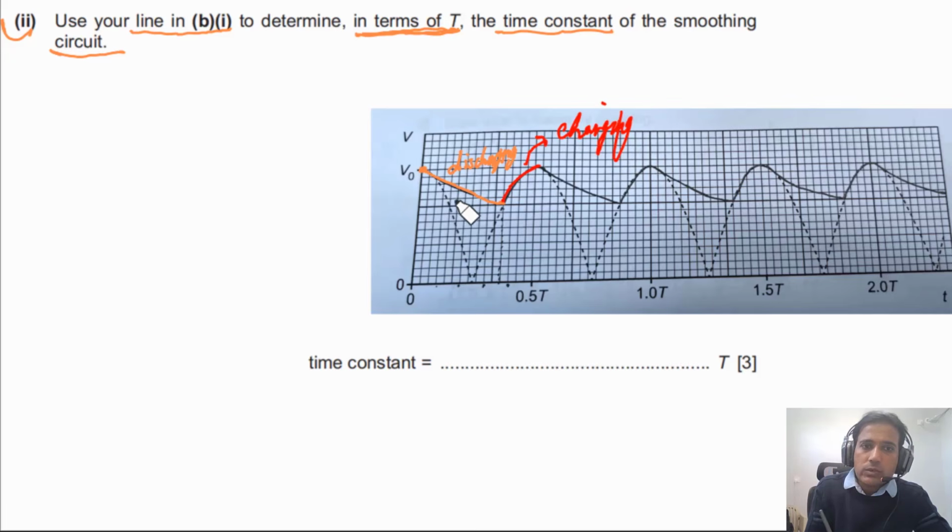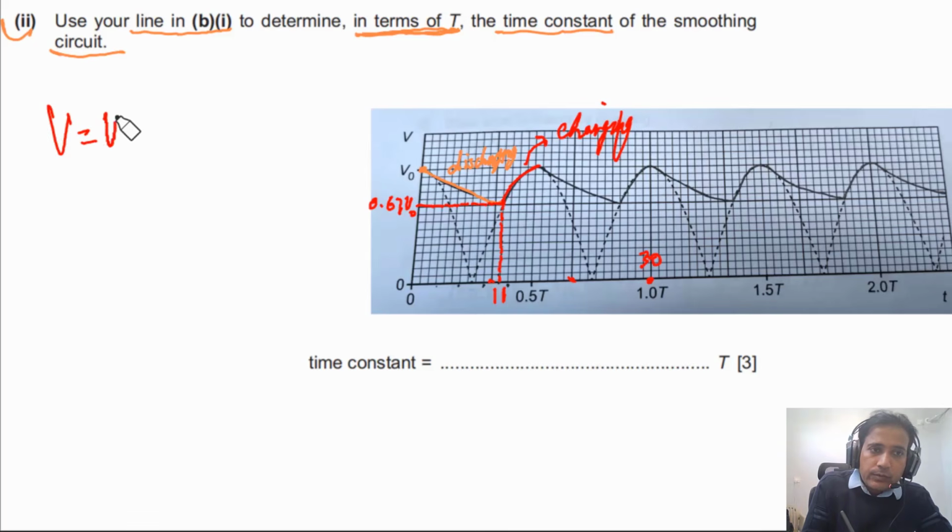To find the time constant, we can use this discharging part. If we draw the line here at this point, we can see the number of small squares is 11, and the total number of small squares for one time period is 30: we have 10 here, 20 here, so 30. And the value of V after discharging of the capacitor, meaning the minimum value, is equal to 0.67 V naught. This is 2 by 3 of V naught. Now simply we can use the discharging formula.